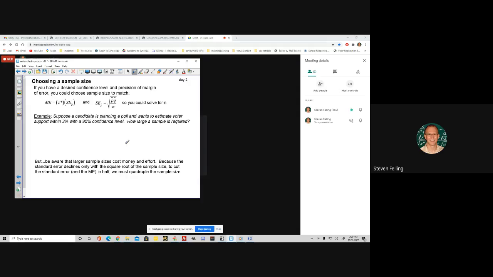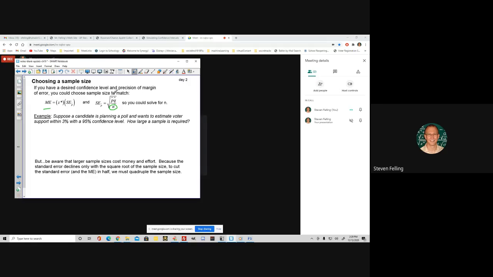Okay, we know that the margin of error is z star, which is the number of standard deviations, times how big a standard deviation is, and the standard deviation is the square root of p hat q hat over n. So that means as long as you know the margin of error you want and the confidence level, then you should be able to figure out what n needs to be so that you'll be able to have that happen no matter what your p hat turns out to be.